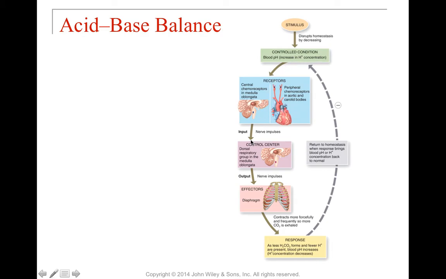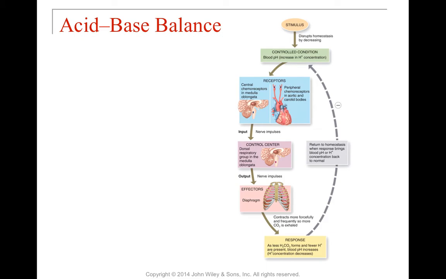And then that is going to lead to some sort of response to some center. In this case, it's the control center in the medulla oblongata that's responsible for respiration. So the dorsal respiratory group in the medulla oblongata is going to respond to what the central chemoreceptors have told it to do because of the low pH. And it's going to have effectors that fire on the diaphragm. The diaphragm is going to increase contraction, more forcefully and also more frequently. That means we're going to exhale more carbon dioxide.